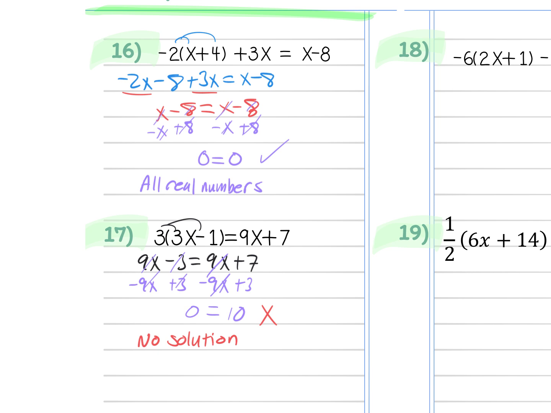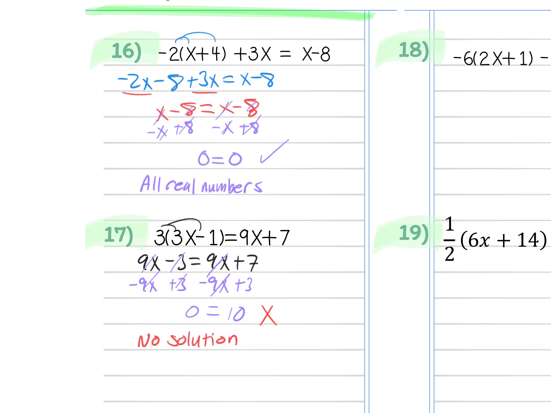And these are the only two possible cases where you'll see something like that happen. You'll get an all real number solution or a no solution. So if the x's cancel out, it's going to be one of these two.